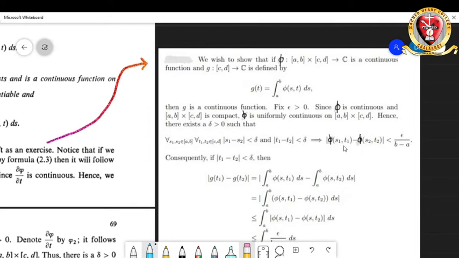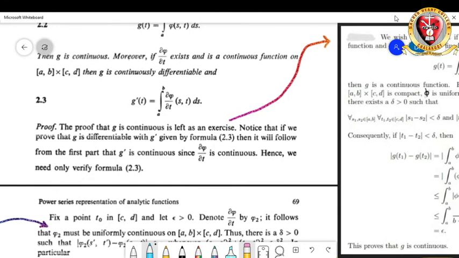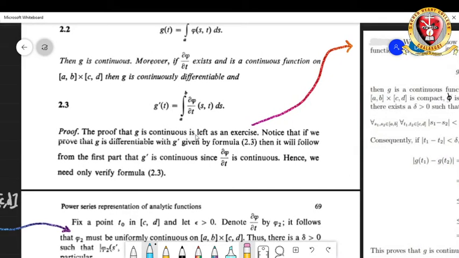So how did phi of (s,t1) minus phi of (s,t2) become strictly less than epsilon by b minus a? That you can choose. Instead of epsilon, we can take epsilon by b minus a, which is strictly greater than 0, since b minus a is always a nonzero quantity. So we can choose so. So what we proved now is that g is continuous.